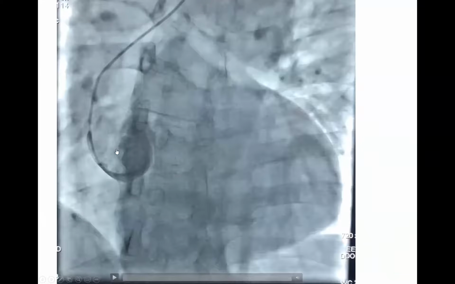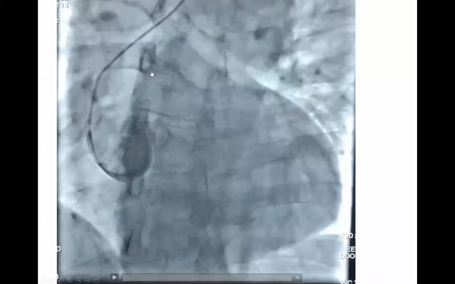Whereas in LAO, which is the view we use to engage the coronary, you have descending here, ascending there. So this is an LAO view. And the reason, usually for aortic insufficiency, I use the LAO view is that I want to see the whole aorta spread out, okay?